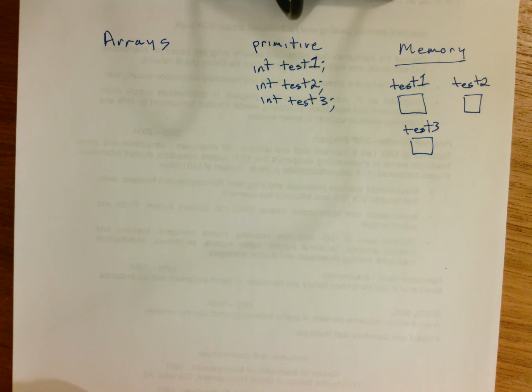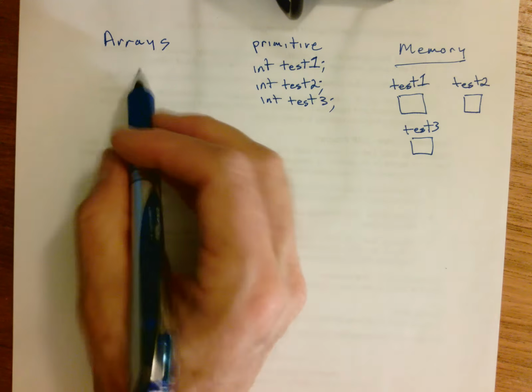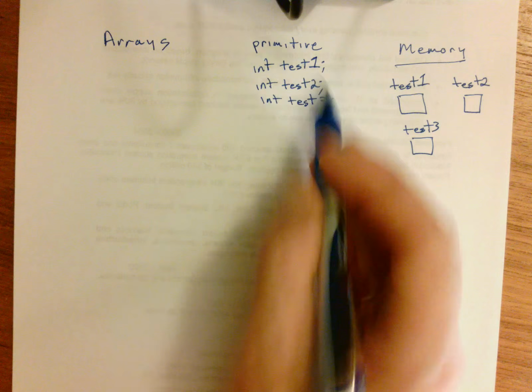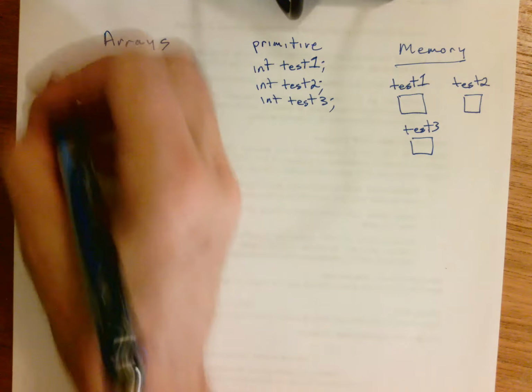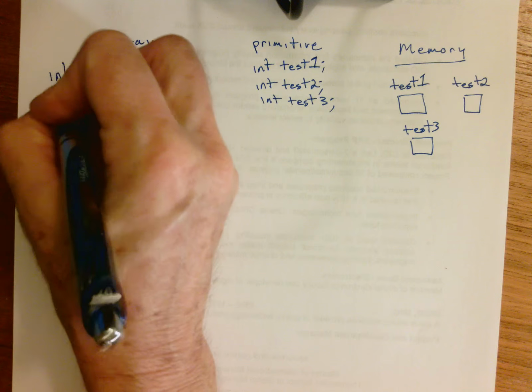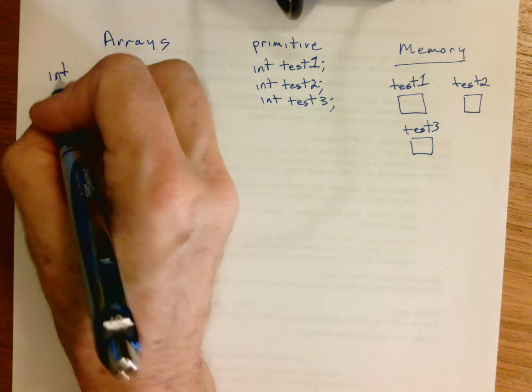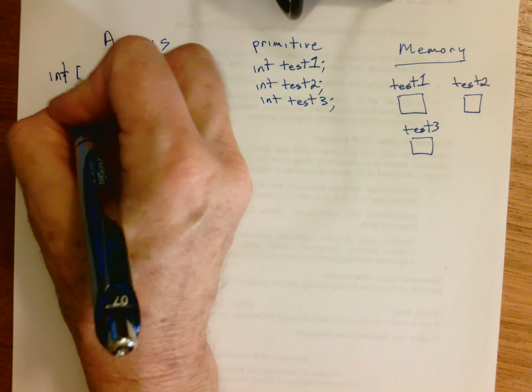Arrays give us the ability to structure data in such a way that we can expand or shrink how much memory we're using and process through all that memory a lot more efficiently. So with arrays, if I wanted to store 3 test scores, I could do it as follows. I'd put the data type, int, and then follow that with a pair of square brackets.